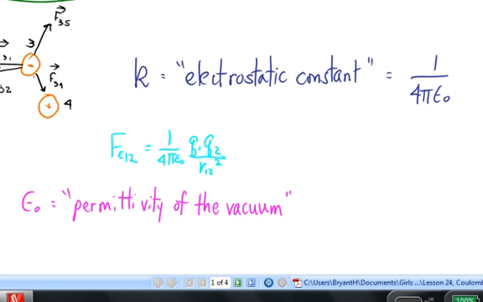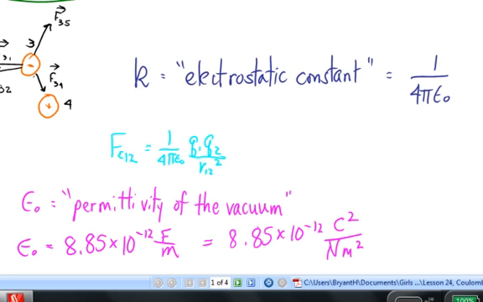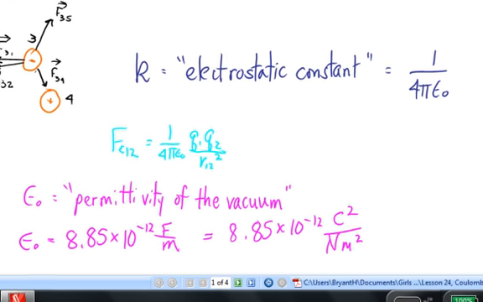Basically, epsilon naught is a number that represents how easy it is for an electric field to pass through a vacuum where there's no material at all. It has a numerical value, 8.85 times 10 to the minus 12 farads per meter. A farad is a unit of capacitance. We'll talk about capacitors in a future lesson. Just like newtons are a combination of kilograms and meters and seconds squared, farads are combinations of units as well. Epsilon naught is equal to 8.85 times 10 to the minus 12 coulombs squared per newton meter squared.